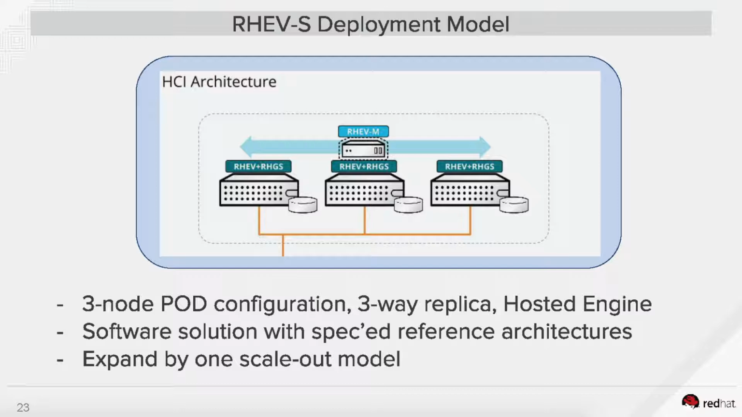So, from a deployment standpoint, very simple deployment model. These Rev Gluster hyperconverged clusters start as a 3-node pod. That's the initial footprint. From there, they can scale out by one. When we get to the GA version of the product, you'll be able to just start with a single 3-node footprint and expand compute and storage by one node from there.